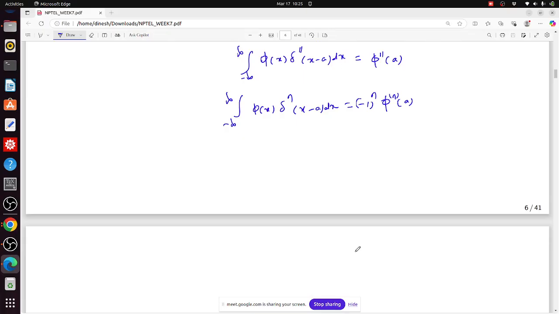For other properties of the Dirac delta function, let us recall the Laplace transform of the step function. The Laplace transform of the step function u of t minus t0 is equal to e power minus s t0 by s, where t0 is greater than 0.